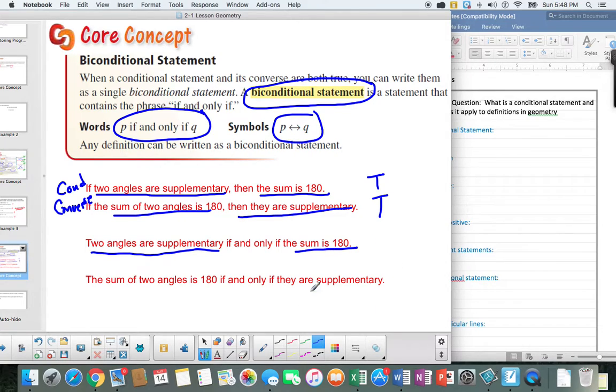You can also write the phrases in a different way. You can have this other one in the front and this one in the back, and again joining them with the if and only if. Notice that neither biconditional starts with if. The if and only if are in the middle.